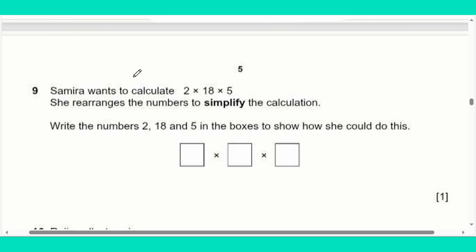Number 9: Sarah wants to calculate 2 times 18 times 5. She rearranges the numbers to simplify the calculation. Write the numbers 2, 18, and 5 in the boxes to show how she could do this. Okay guys, if you need some more time, please pause this video. Let's check out the answer.